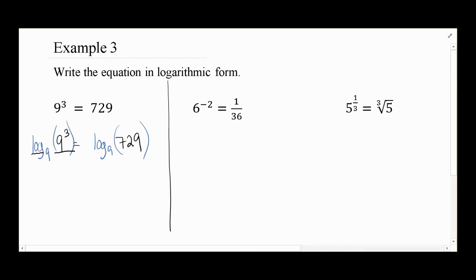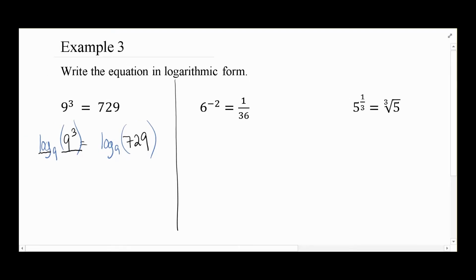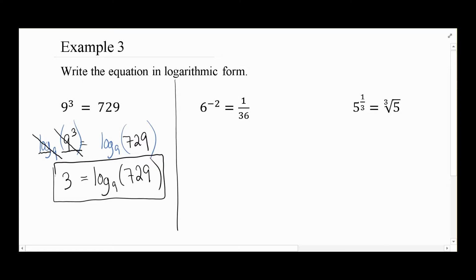Now, back to this problem. Now we can simplify this a little bit. Because now I have log base 9 of 9 to a power. Those things undo each other, leaving just the 3. On this other side, I'm happy leaving it the way it is because my goal in this problem was to turn this into a logarithmic equation, which now we have. So our goal is to get a logarithmic equation from an exponential. Let's undo the exponential by applying the appropriate logarithm.